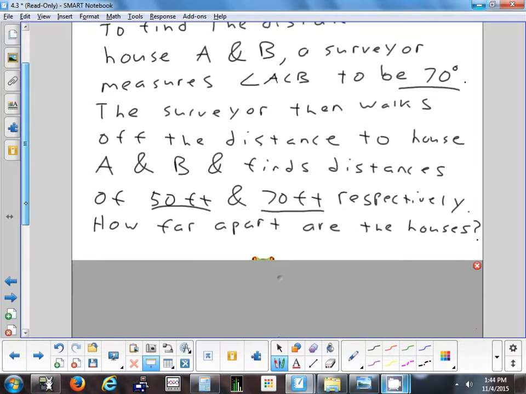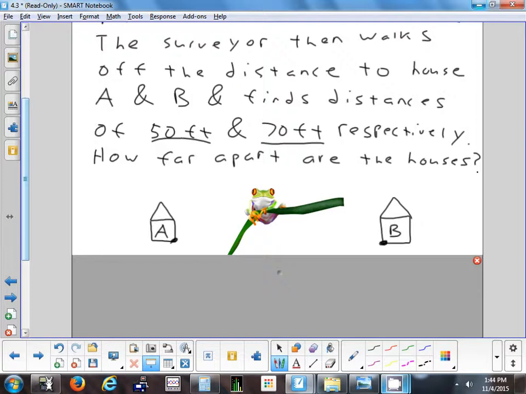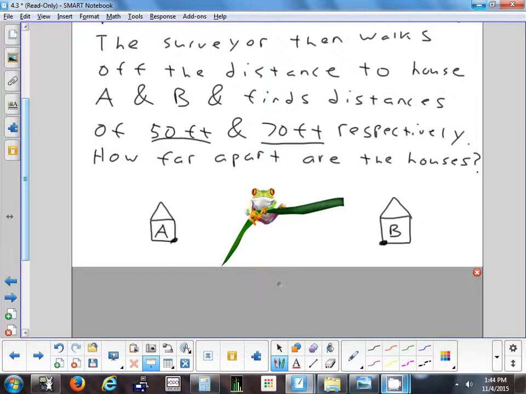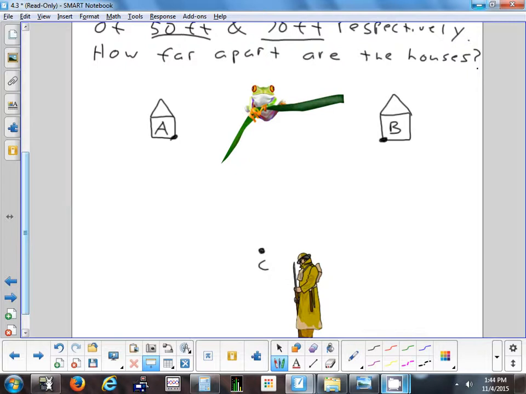In my diagram, instead of putting a cliff or a river or poisonous fire ants, I put tree frogs. So he can't walk between the houses. There's too many tree frogs. They attack him. It's awful. And I couldn't find a surveyor quickly before the problem, but I could find a trench soldier. So our trench soldier, he's our surveyor. Just pretend.